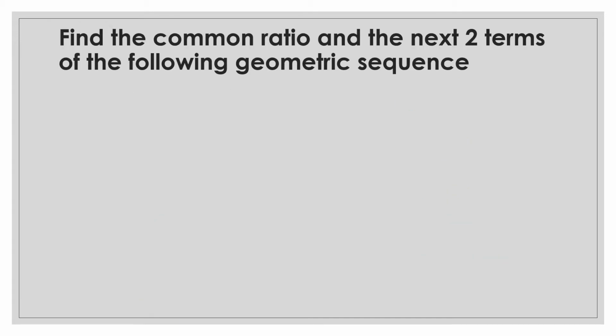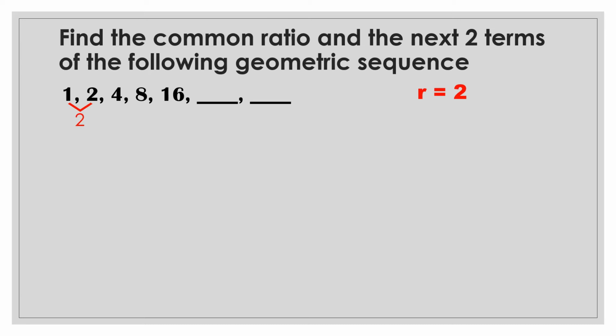Let's proceed. Aside from using the common ratio to identify if a given sequence is a geometric sequence or not, you can also use the common ratio to find the next terms of your geometric sequence. Let's try this one. Find the common ratio and the next two terms of the following geometric sequence: 1, 2, 4, 8, 16. Since this is a geometric sequence, you can find the common ratio by dividing any consecutive terms. 2 divided by 1 is 2. Therefore, the common ratio is 2, so r is equal to 2.